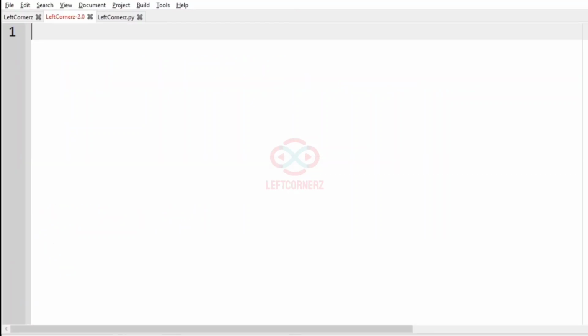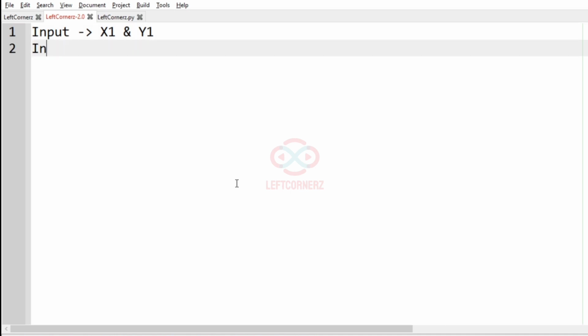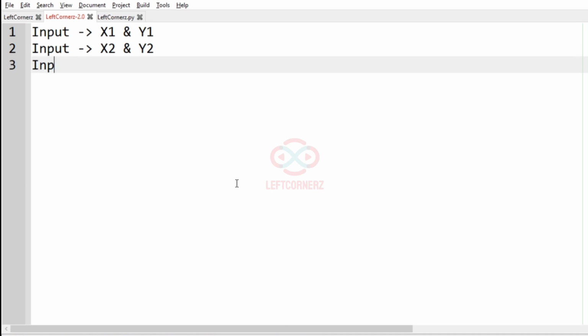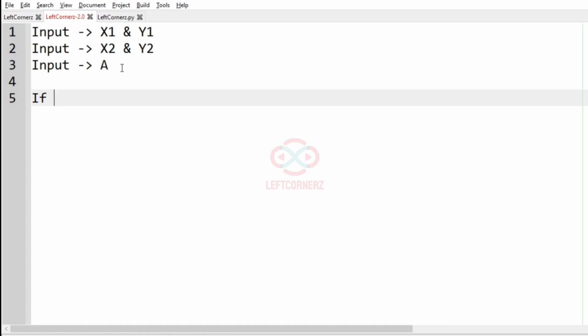Now let us see the pseudocode for this program. We have to get the input x1 and y1 and another input x2 and y2, and you have to get the area. So input, which is a. These three inputs are integers. So let us pass the conditions.